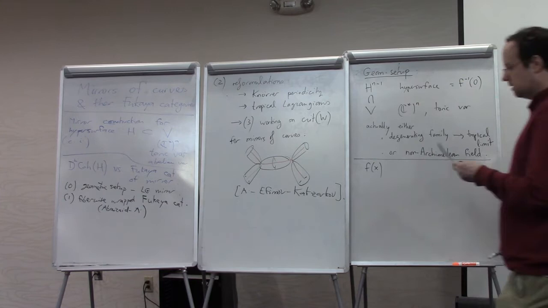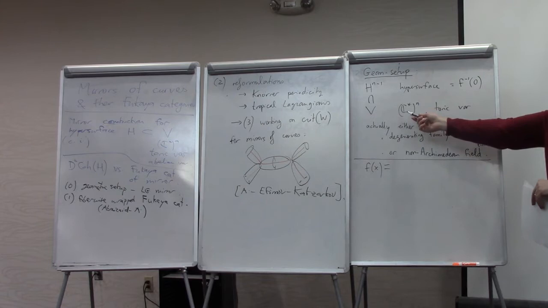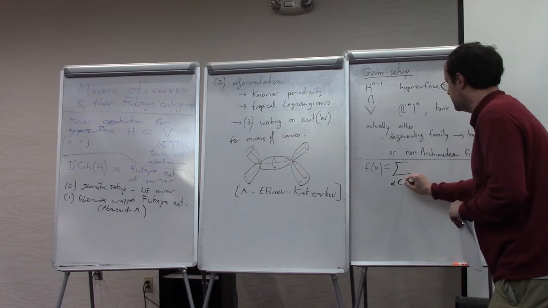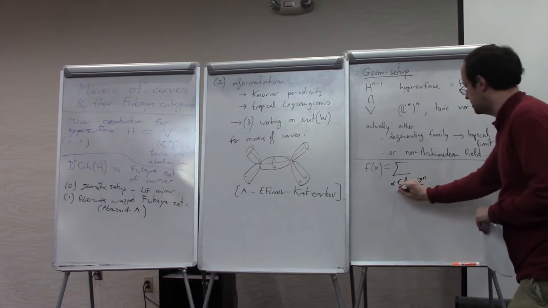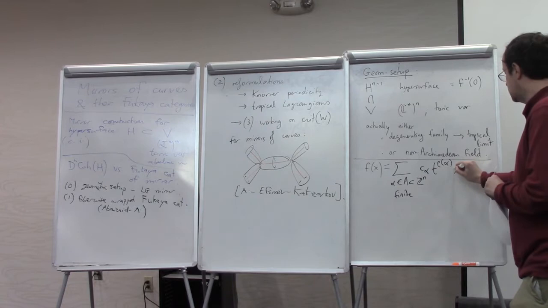So let's say that we have a hypersurface defined by some equation. If I mean C star to the n, that's just going to be a Laurent polynomial, or rather a family of those with a parameter t. In a toric variety, I can still do the same, thinking of my toric variety as a compactification or partial compactification of the open torus. So it has a defining equation, which is a finite sum over a finite subset of the lattice of some coefficients, c sub alpha, times t to the some number rho of alpha, times x to the alpha.